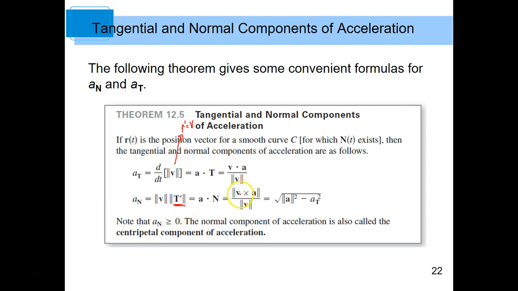Or if you have v, you can find that second derivative and get a and cross it and then divide. You have a couple of different ways that you can go through this process. You can use maybe the first one here and then the second one there. It really depends on what's easiest to work with at the time.